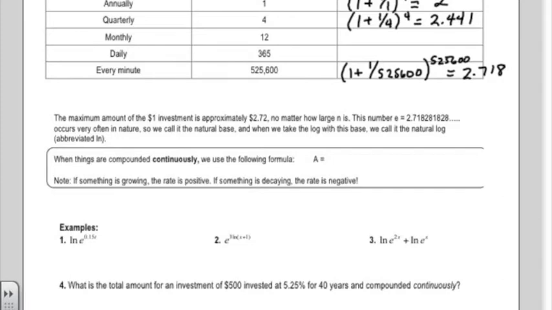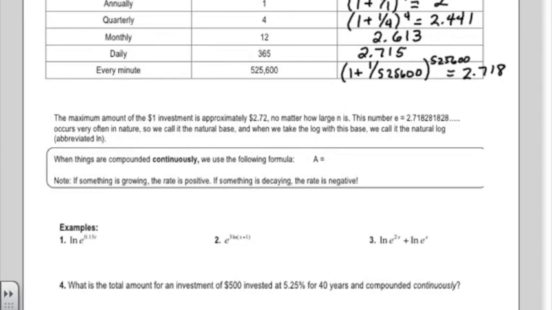Okay, what'd you guys get for 12? Let me get 12. 2 point what? 2.613? Okay, what'd you guys get for 365? 2.7 what? 2.715. And then 5,200, or 525,600. Reminds me of the rent song. You get 2.718.